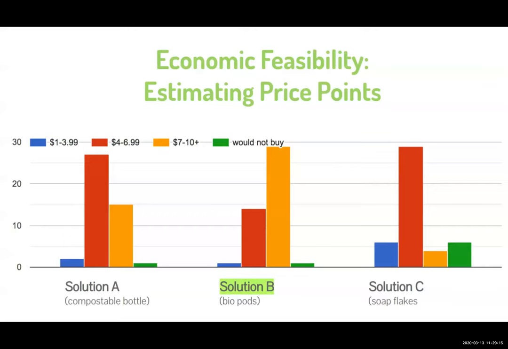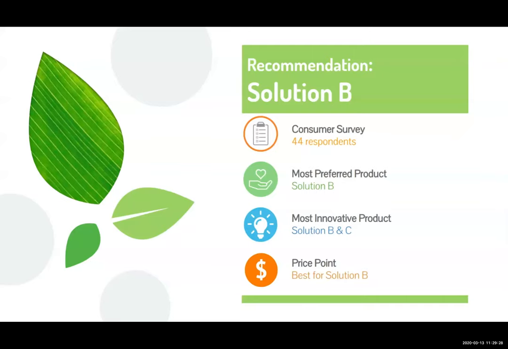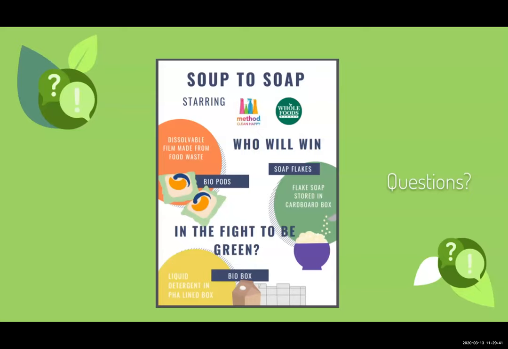To estimate the market price for our products, we asked consumers whether they would pay for each product, and if so, how much. Solution B was the product most consumers were willing to purchase for the highest price. Based on the results of our 44 consumer respondents, we would recommend solution B, the biopods, to our partners. It was seen as innovative and also the most preferred and the highest valued. We're still developing our ideas further, so please let us know if you have any suggestions or preferences for any of the products. Let's transform the way we clean.